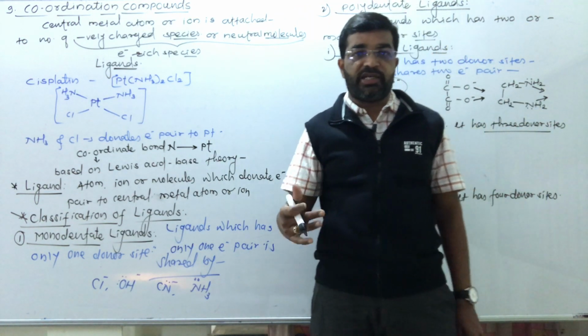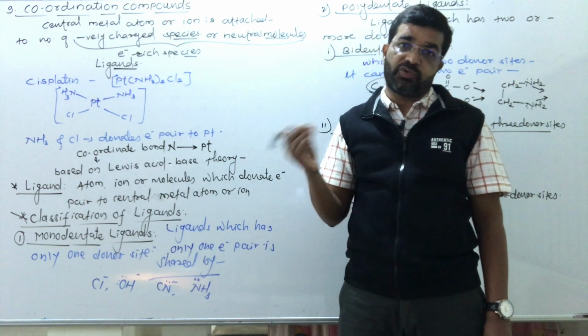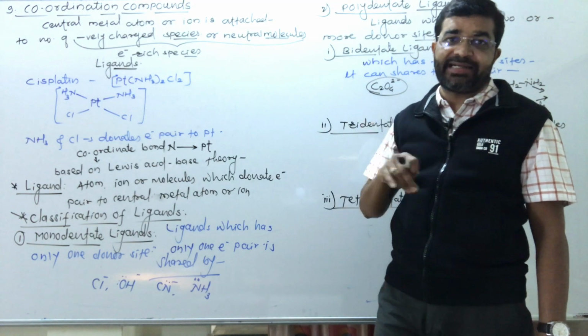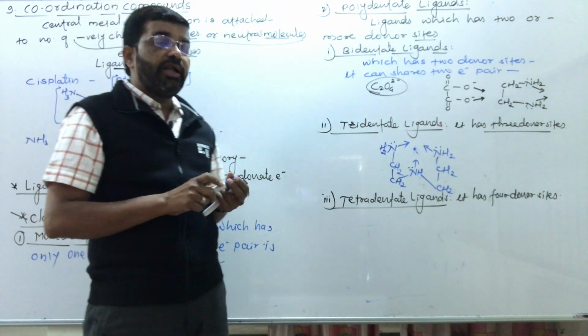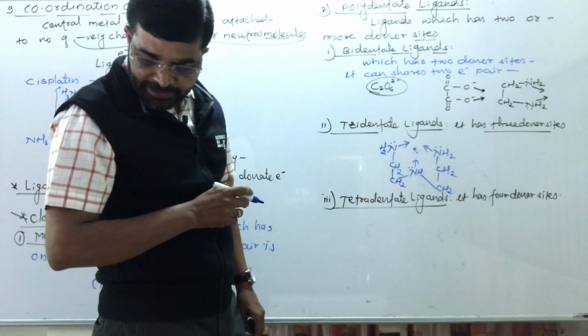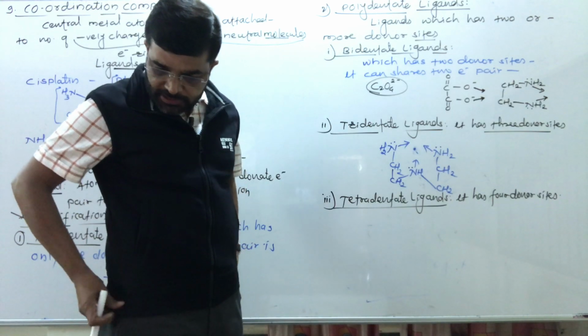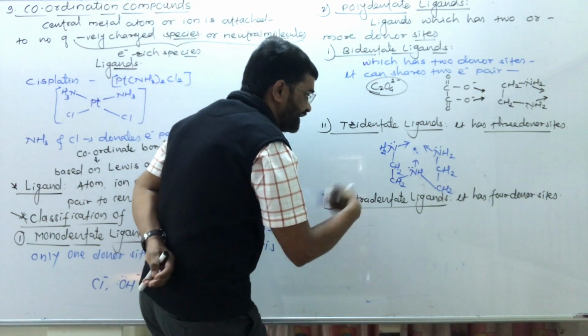It can share its 4 lone pairs of electrons with the central atom or ion, so that is called a tetradentate ligand. An example of a tetradentate ligand is triethylene tetraamine.